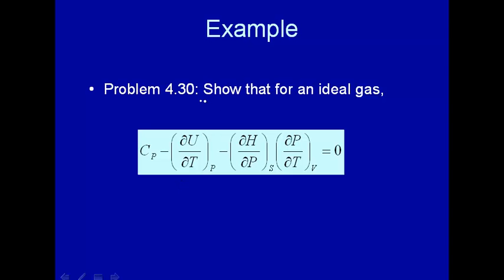This is a show-that problem, and you'll probably encounter one on the first exam where you're given some equation. You have to show that the equation is true or derived from something or other. So show that for an ideal gas, this equation is true. And we're going to use a Maxwell relation in the solution to this problem. And this is problem 430 of Ball.